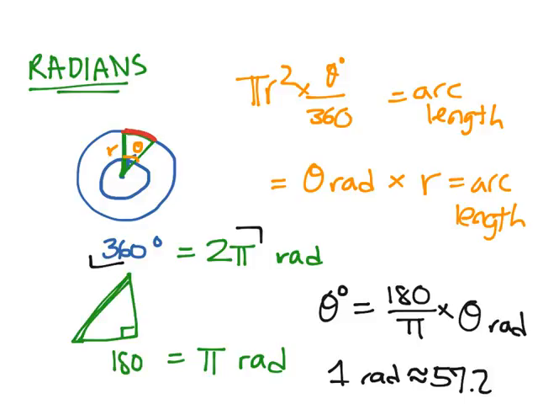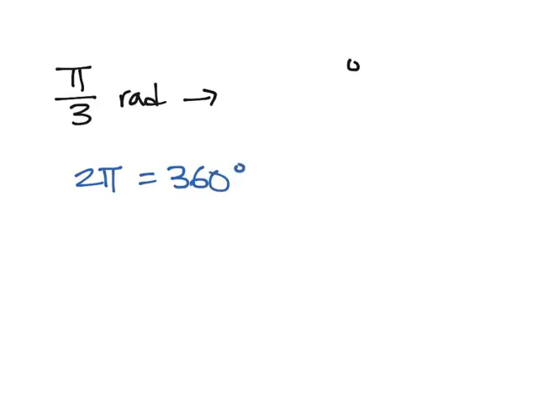Let's try doing an example now. Try converting pi over 3 radians to degrees. Now, using the formula we learned earlier, to convert radians to degrees, we just multiply the angle in radians by 180 over pi. If we simplify this, we get 60 degrees. Pretty straightforward.